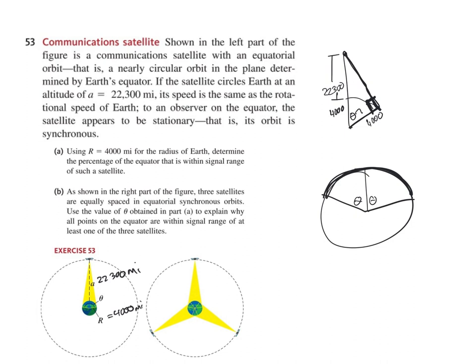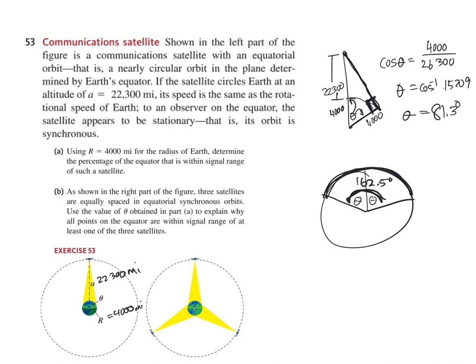Well, this would be the adjacent leg to the hypotenuse. So that's cosine of theta is equal to 4,000 divided by 26,300. Or theta is the arc cosine of 4,000 divided by 26,300, 0.15209. So the arc cosine of that gives us theta equal to 81.3 degrees. Multiply it by 2, and so this whole angle here is 162.5 degrees.